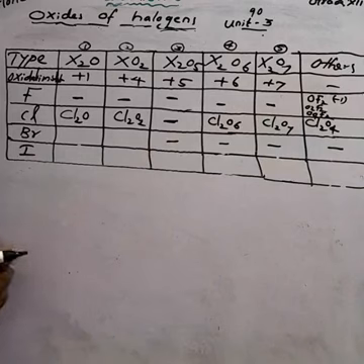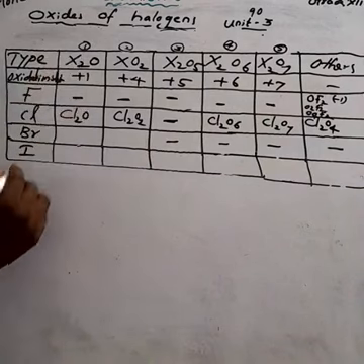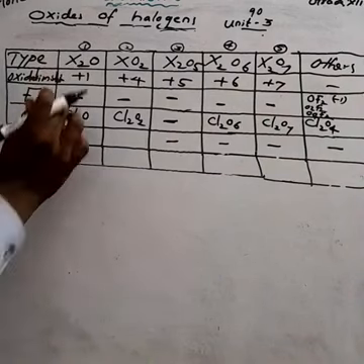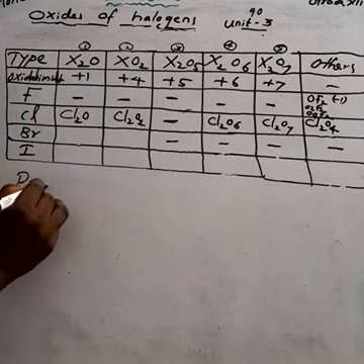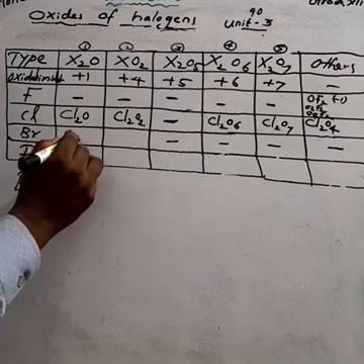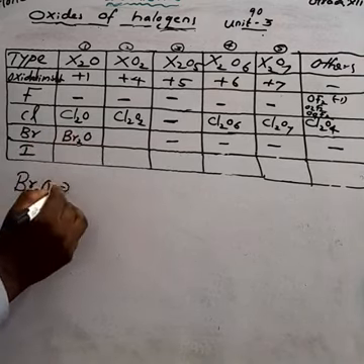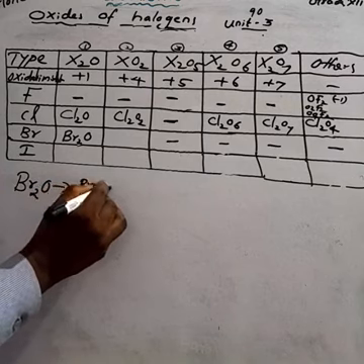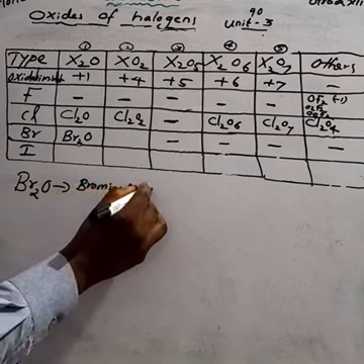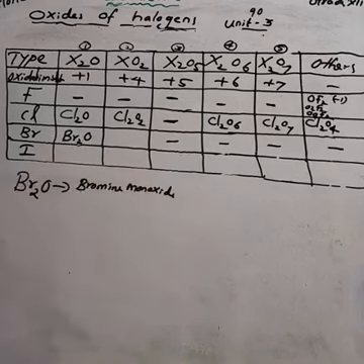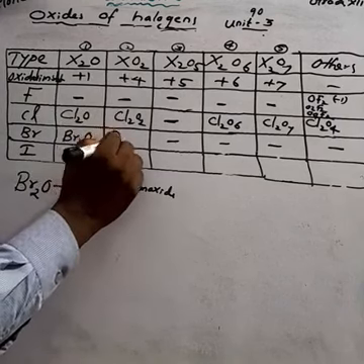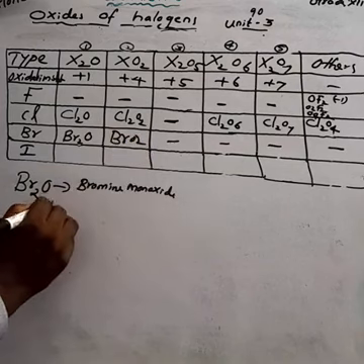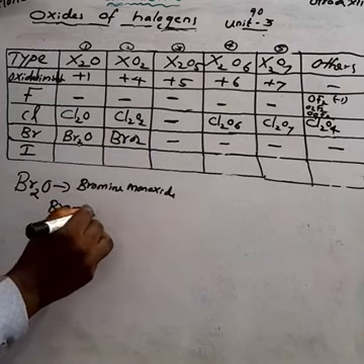So next we can see the examples. What are the examples of bromine? Type X2O, the example is Br2O. Can you say the name of the compound? Bromine monoxide. This is an example. Next, type XO2. I am writing one of the examples, BrO2, bromine dioxide.